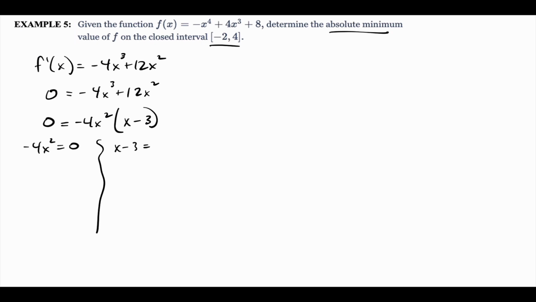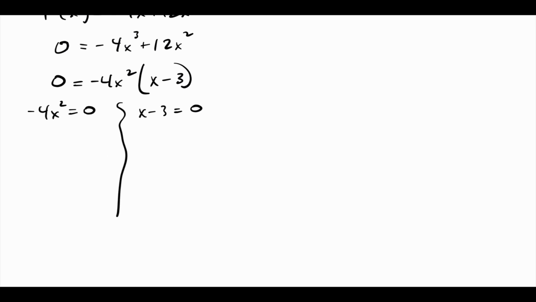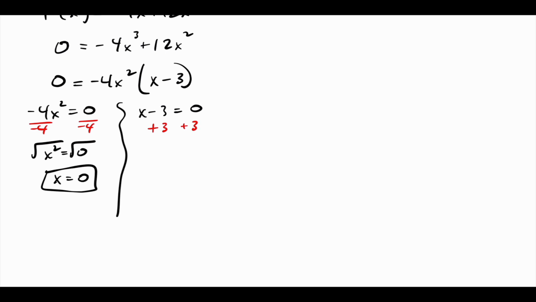X minus 3 equals 0. Solve for x. Divide by -4. X squared equals 0. Take the square root. You get 0. Add 3 to both sides. You get 3. So you get 2 critical values, 0 and 3.